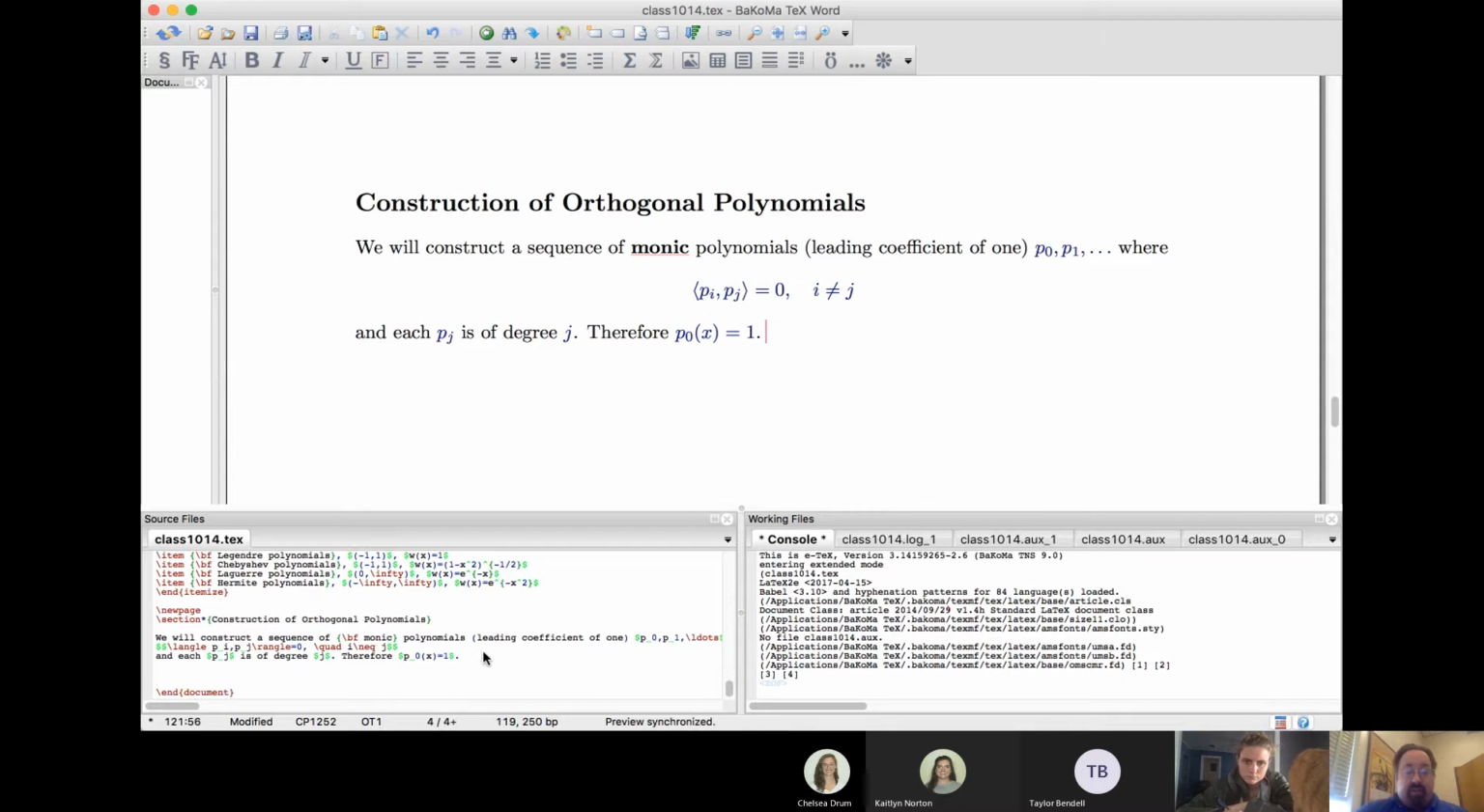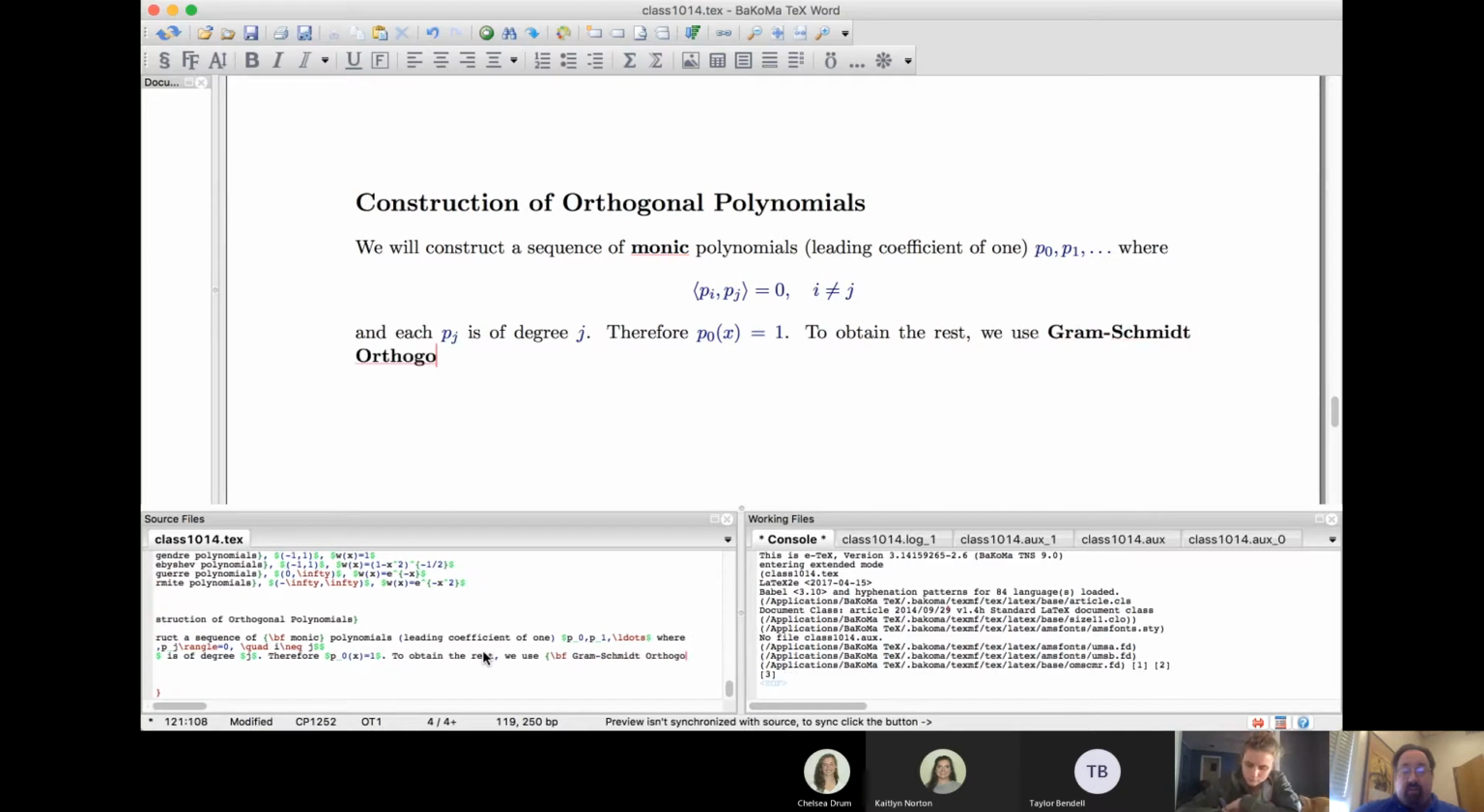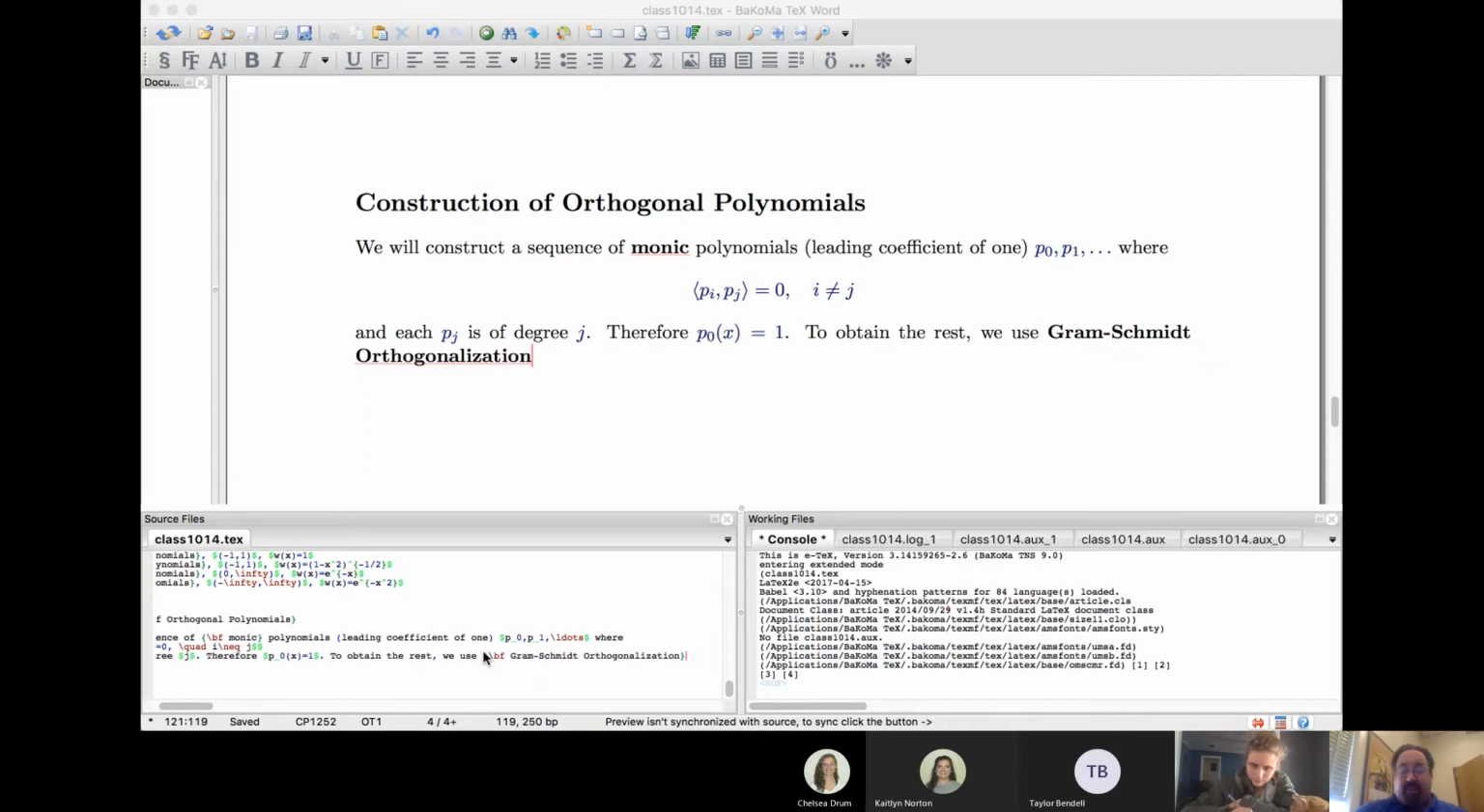So now how do we continue? We use this process that you may have seen as an undergrad in a linear algebra class. Does this ring a bell for anyone? Gram-Schmidt orthogonalization?